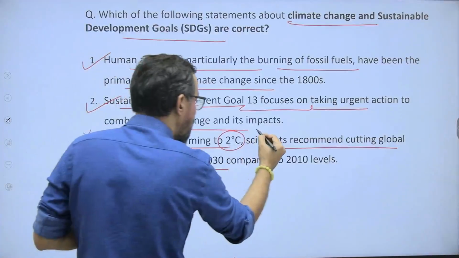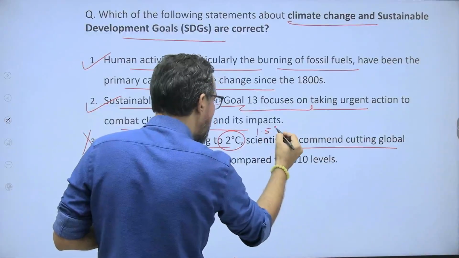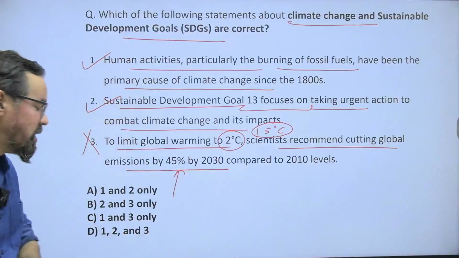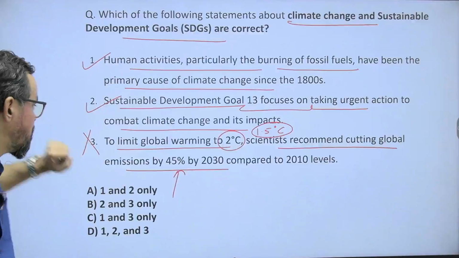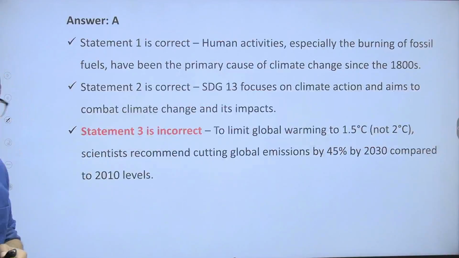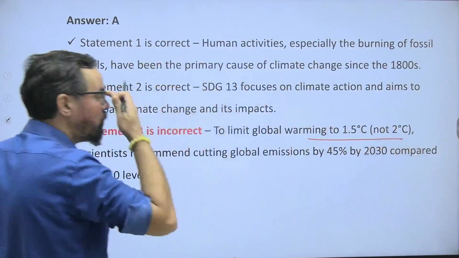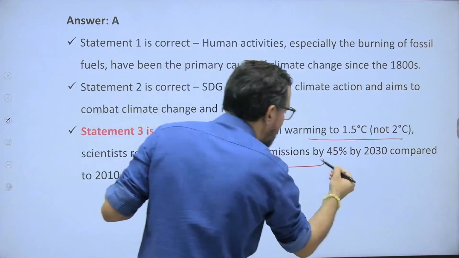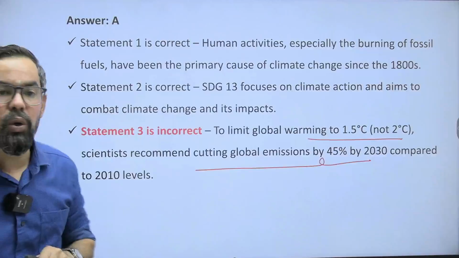It should be, to achieve a target of 1.5 degrees Celsius, we have to cut down our emissions at global level by 45%. Then only we'll be able to achieve these numbers. So 1 and 2, meaning option A, must be the right answer for this one. Statement 2: to limit global warming to 1.5 degrees Celsius, scientists recommended cutting down emissions by 45% by 2030 compared to 2010 level.